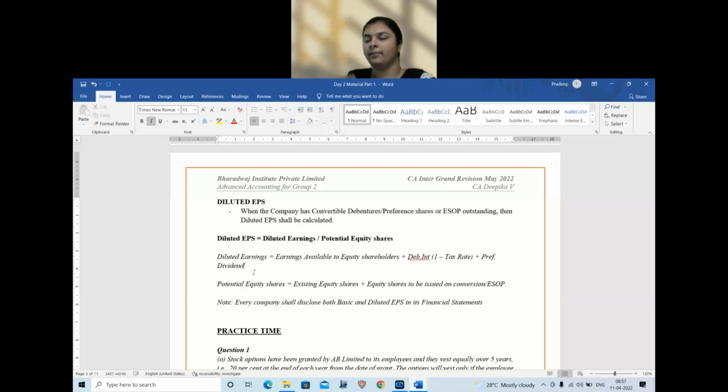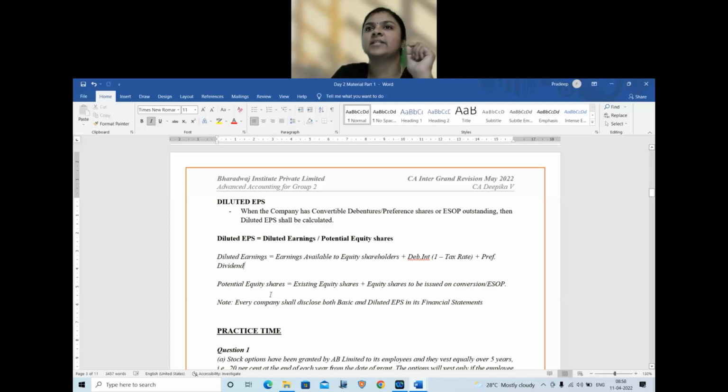So in your revised materials also it is no longer applicable. So we are not discussing dividend distribution tax. So diluted earnings is adding back these components, we are calculating the revised earnings. So the formula I repeat, earnings available to equity shareholders plus debenture interest into 1 minus tax rate plus preference dividend. Right? Now to the denominator.